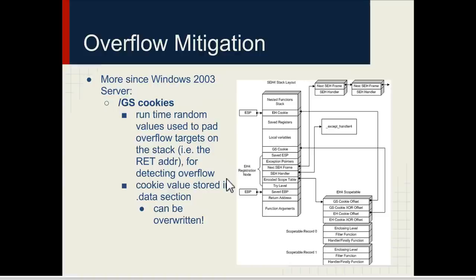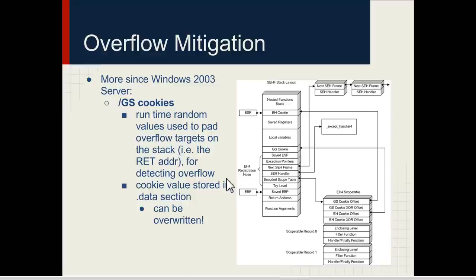The next security mechanism that was added later on in Windows 2003 Server were stack cookies, GS cookies. I've already briefly talked about this. They're generated at runtime, and they're used to pad these targets on the stack, and that's used for detecting overflows. But these cookie values are stored in the .data section, and the .data section has write permissions. So theoretically, it is possible to overwrite whatever the random cookie is, and say you just set it to 414141, and it would never detect a stack overflow of all A's.